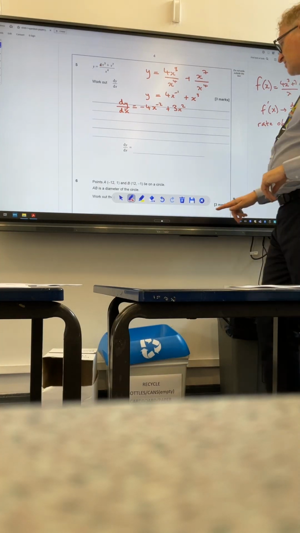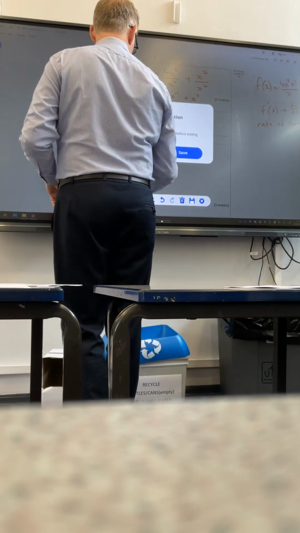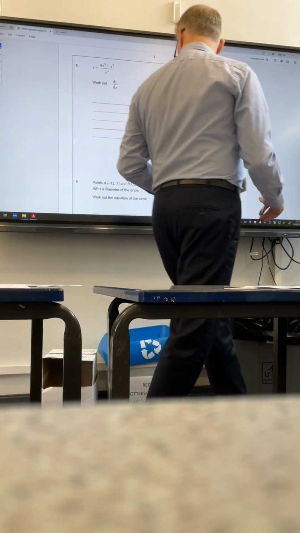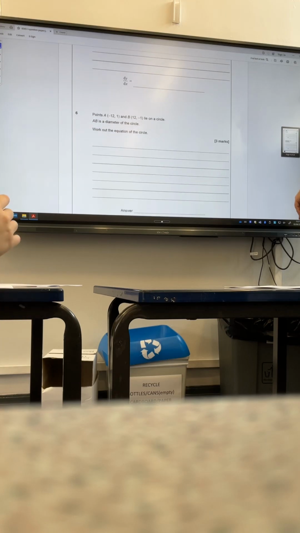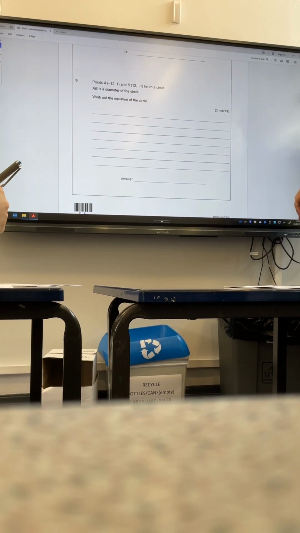Right, next. What have we got here? Equation of circle, that's not too bad. Is this a normal one? AB is a diameter, work out the equation of the circle.